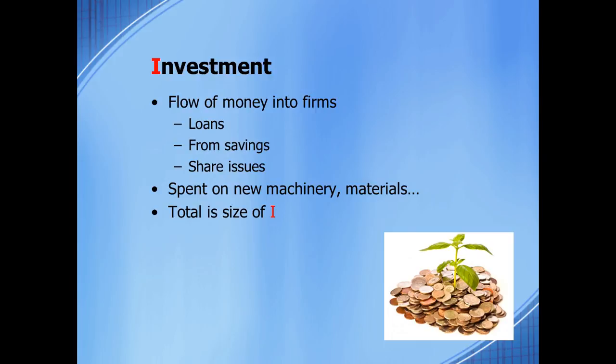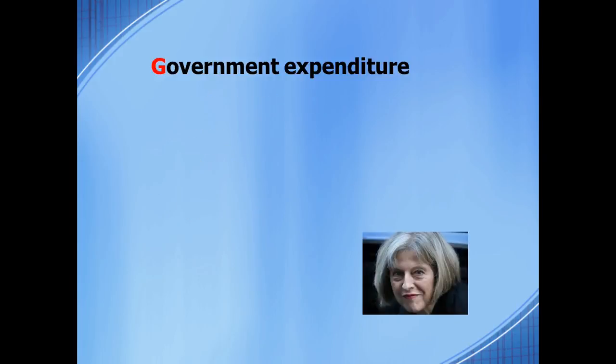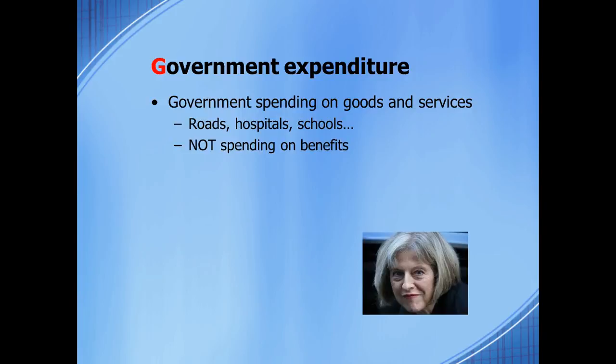Another way money is injected into the circular flow is through government expenditure, which is the government spending on goods and services. It could be building roads, hospitals and schools. It's not spending on benefits, because we already covered that. So government spending, the total size of G, is the total size of government spending on things like roads, hospitals and schools, for example.